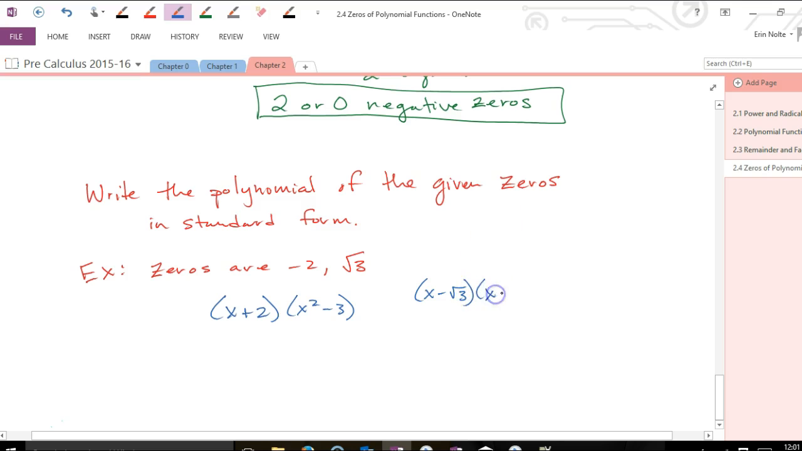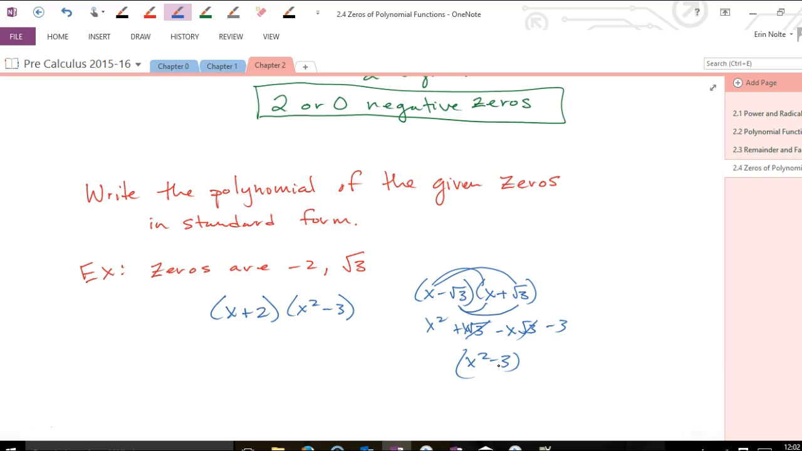Okay. So if we FOIL this piece right here, x times x is x squared. X times the square root of 3 is x square root of 3. Negative square root of 3 times x is minus x square root of 3. And a negative square root of 3 times positive square root of 3 is negative 3. Boom, boom, x squared minus 3. They're exactly the same. One's just already quickly done.